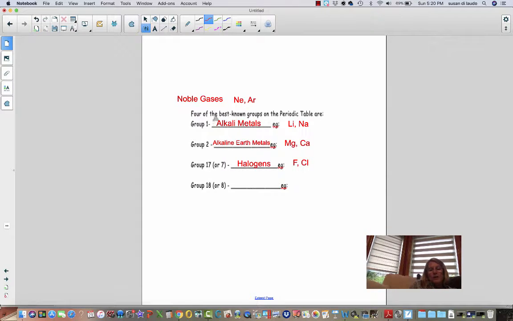Group 1 alkali metals are really reactive. Halogens are really reactive because they're just 1 electron away from being stable. So again, these are the 2 most reactive groups in the periodic table, group 1 and group 7.